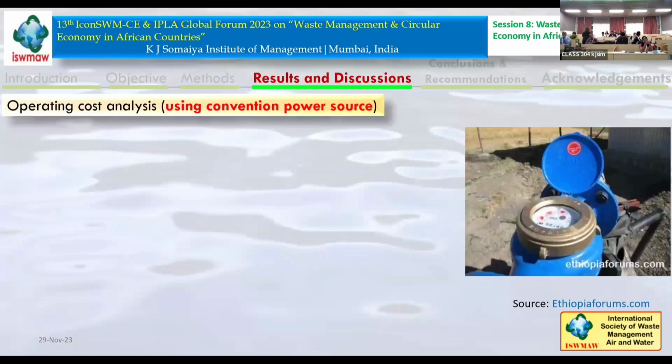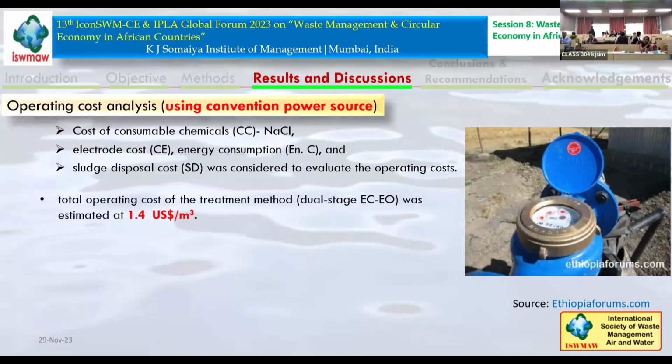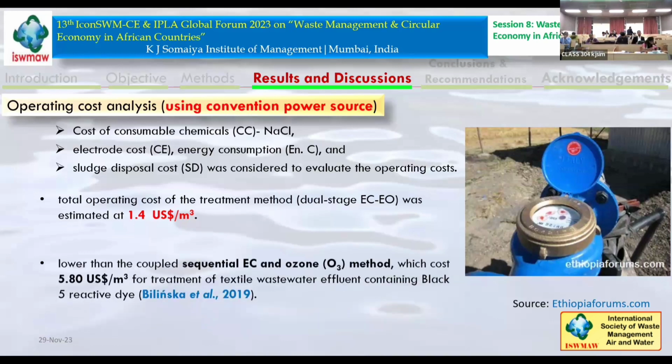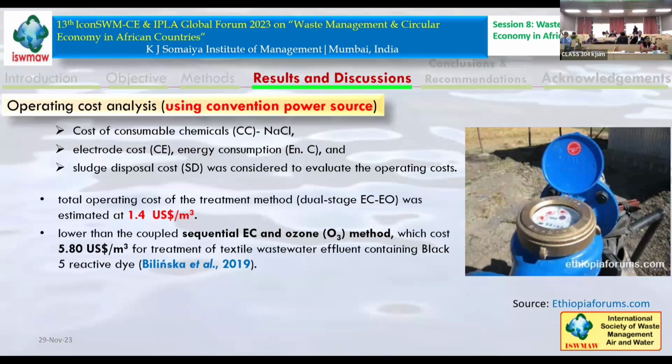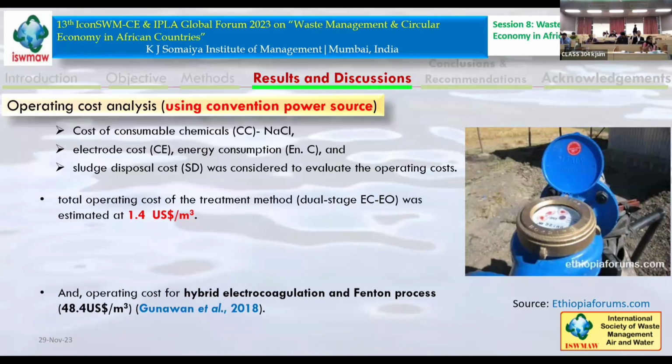The other is estimating the cost of the treatment system using a conventional power source, that means using electricity. In the end, we have estimated around 1.4 USD per cubic meter for the treatment, which is still less than the cost of electrocoagulation and ozone, as well as the cost of using electrocoagulation and Fenton process.